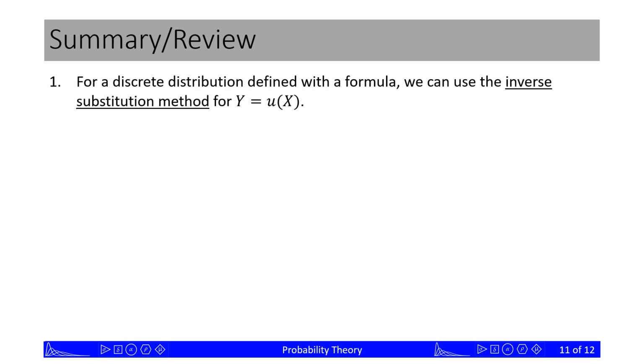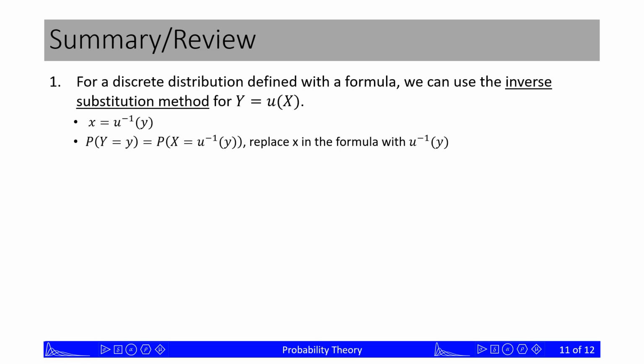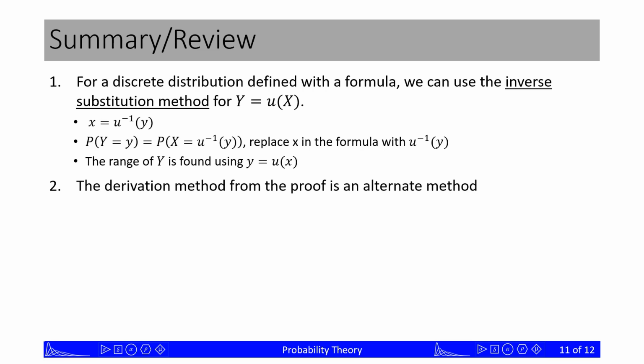To summarize what we have learned, if we have a formula for a discrete distribution, then we solve the transformation for lowercase x. The PMF of random variable y is equal to the PMF of random variable x, but where we replace lowercase x with the inverse function of u of y. Remember to transform the values of x to y as well, but here you apply the function u, not the inverse function of u. We can use the alternate derivation method from the proof.